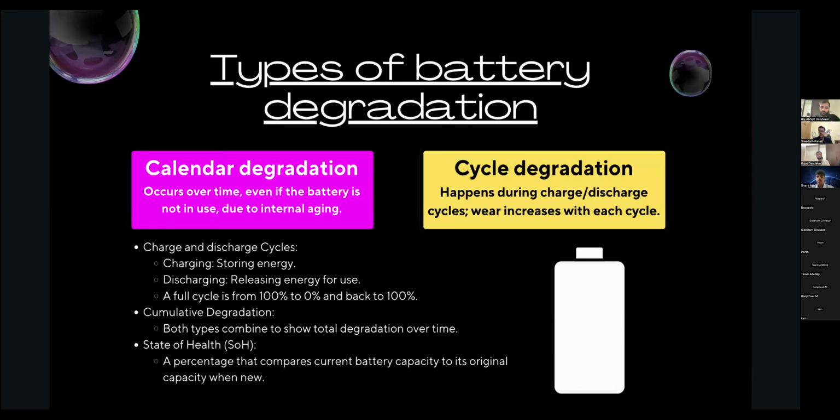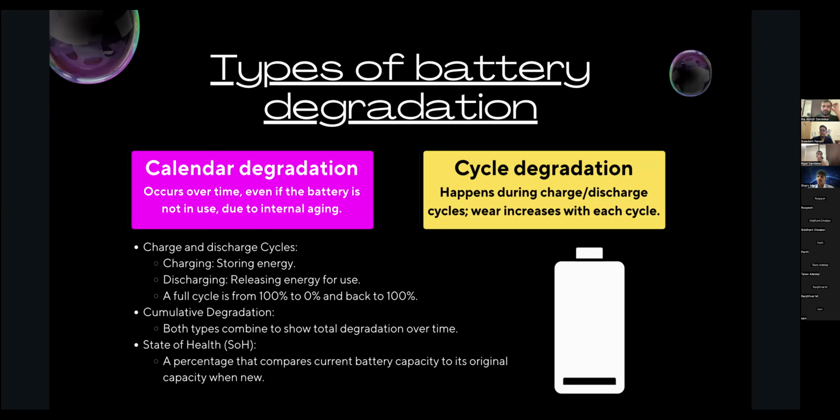There are two types of battery degradation: calendar degradation and cycle degradation. Calendar degradation occurs over time, even if the battery is not in use. The capacity will eventually drain over time due to the internal aging mechanisms of the battery and the chemical reactions that occur within the battery. And cycle degradation occurs during use, during charge or discharge cycles.